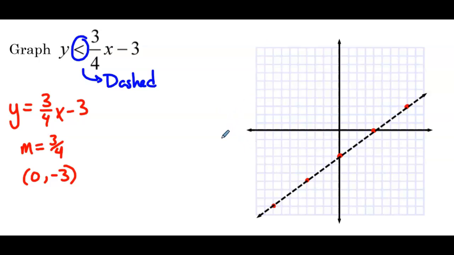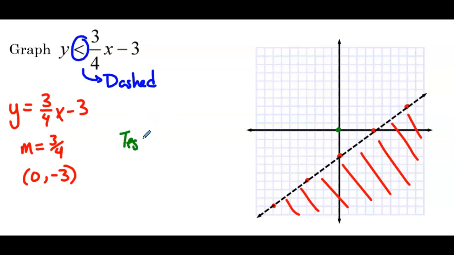Are we going to shade above or below the line? Now, let's first reason out mathematically. y is less than 3/4x minus 3. Well, all the points on the line are where y equals 3/4x minus 3. So the points whose y-coordinate is less than that value are going to be below the line. So all our points in the solution set are going to be below the line. Again, if we're not sure still, the origin's not on the line, so use it as a test point.